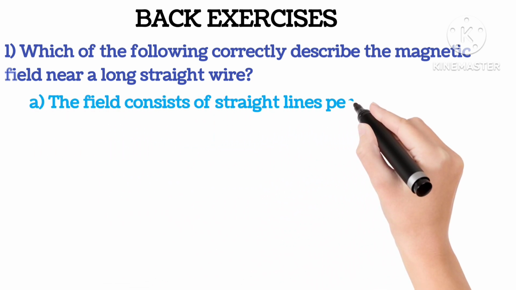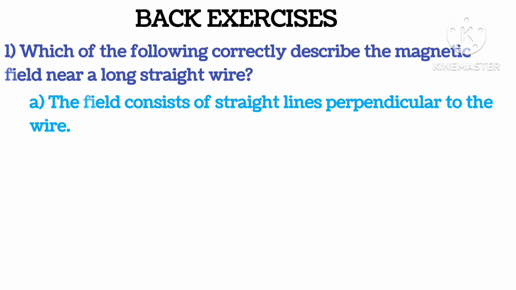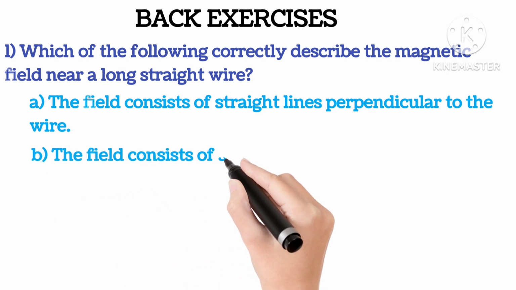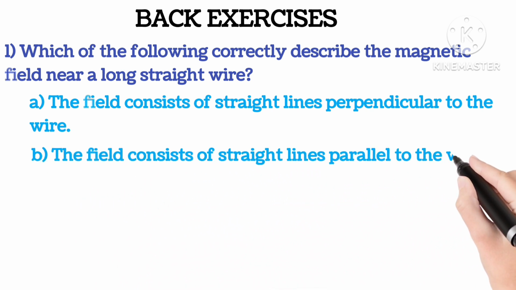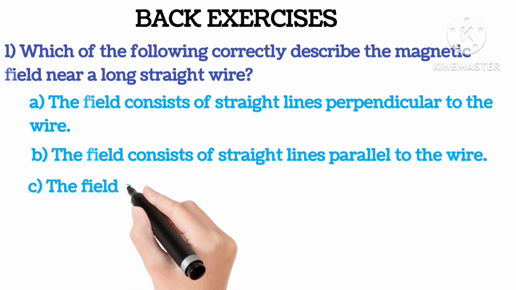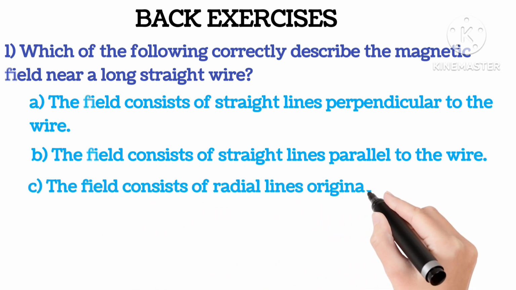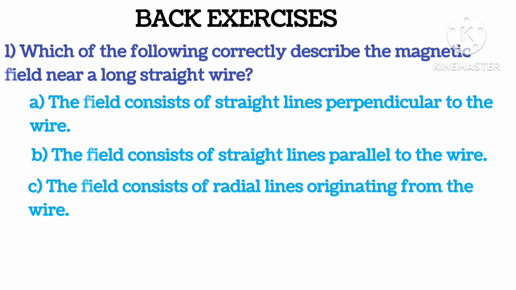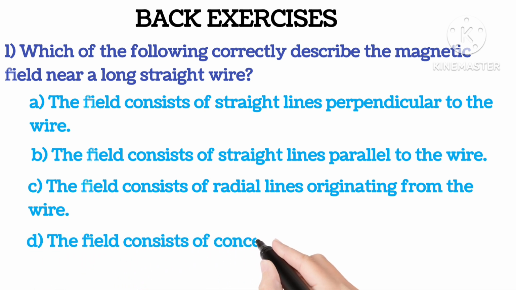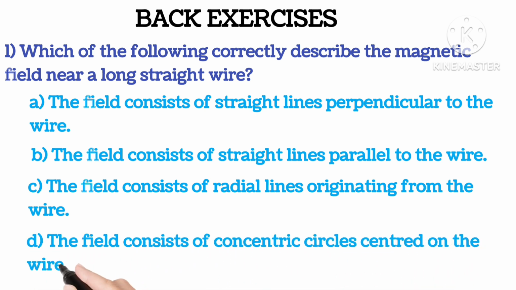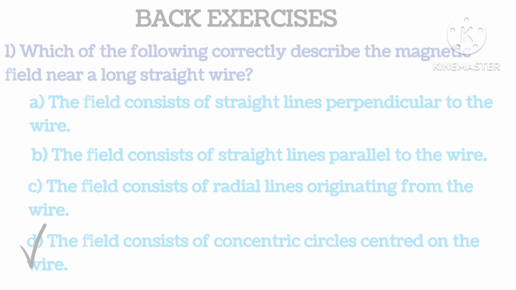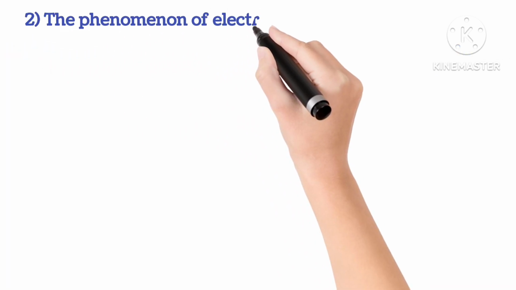A. The field consists of straight lines perpendicular to the wire. B. The field consists of straight lines parallel to the wire. C. The field consists of radial lines originating from the wire. Or D. The field consists of concentric circles centered on the wire. The correct option is option number D. The field consists of concentric circles centered on the wire.